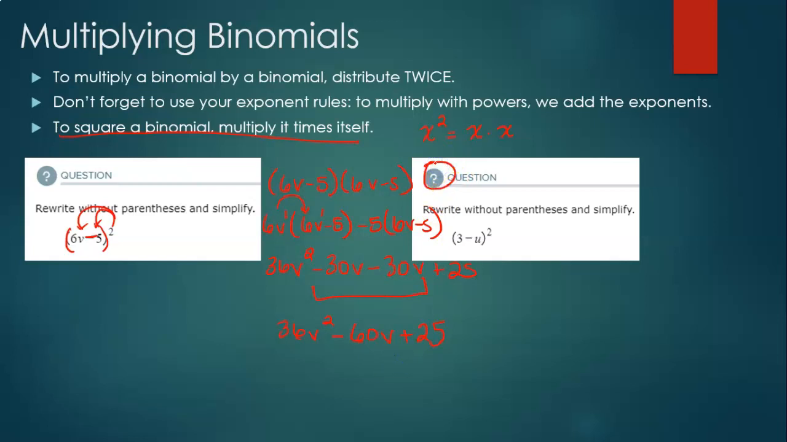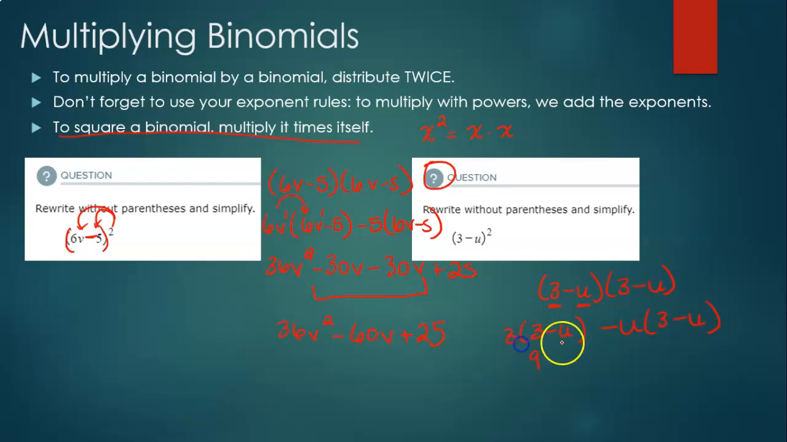You pause the video and try this one on your own now. You should have done 3 minus u times 3 minus u. You should not have distributed your exponent. So that means you've got two things to distribute. 3 times 3 minus u, minus u times 3 minus u.